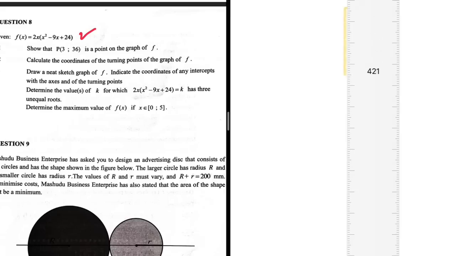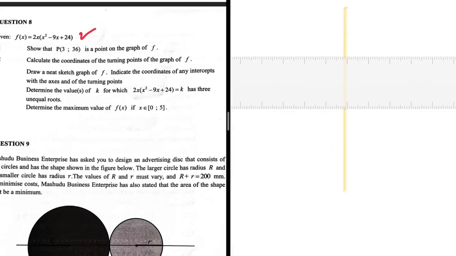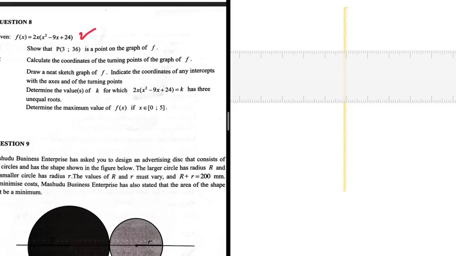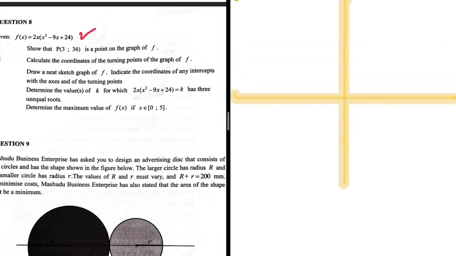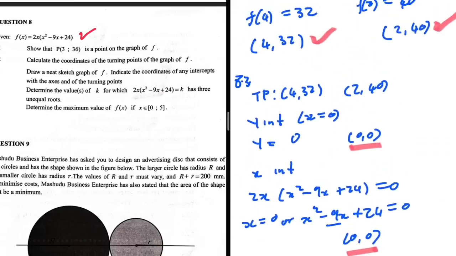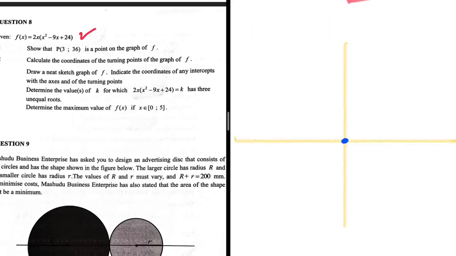So our axis, that is the y, this is the x. Okay, let's start with the intercepts. Right here at the origin, we have an intercept. We are interested here in the origin. And we also have the turning points 4 and 32. When x is equal to 4, we have a turning point of 32.